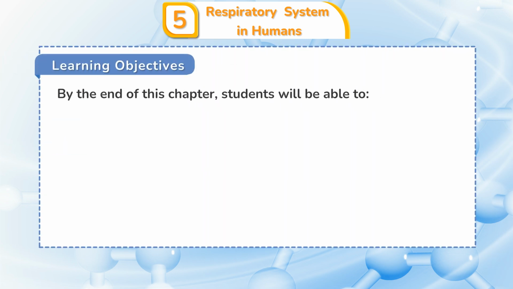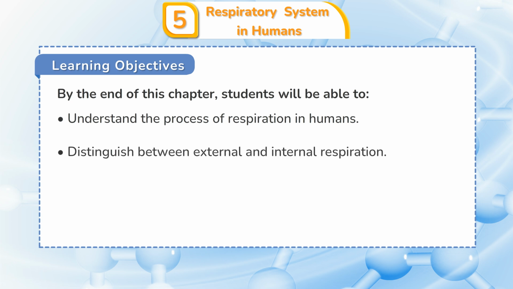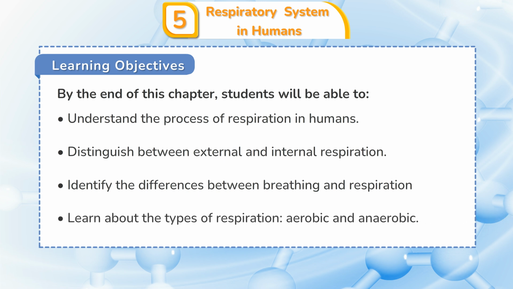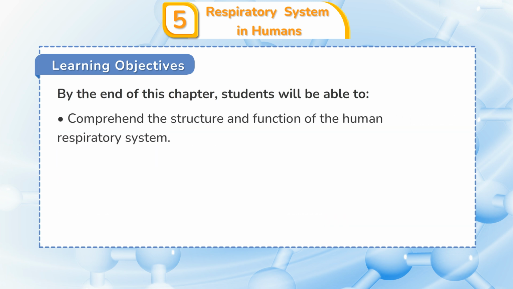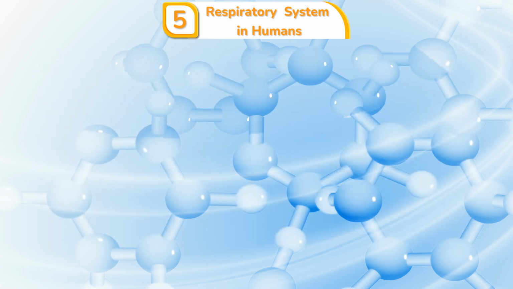By the end of this chapter, students will be able to understand the process of respiration in humans, distinguish between external and internal respiration, identify the differences between breathing and respiration, learn about the types of respiration, aerobic and anaerobic, comprehend the structure and function of the human respiratory system, and recognize common respiratory diseases and their effects.